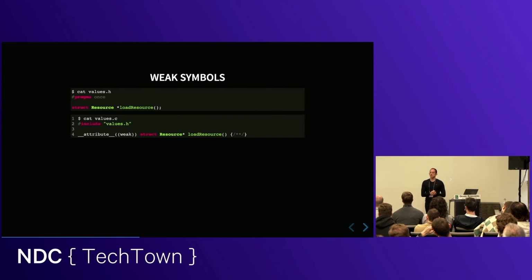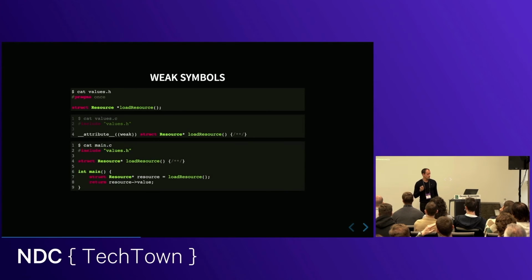Well, then I can actually manually mark this symbol as weak. So I can put attribute weak in front of my declaration of this function, and now this is a weak symbol. And then my user can also provide a definition for load resource. So now I have a weak one, and they have a normal global symbol. So they don't put attribute weak here. And then the rule is that if the linker sees one or many weak definitions and one global definition, it's going to pick the global definition and discard all the weak ones.